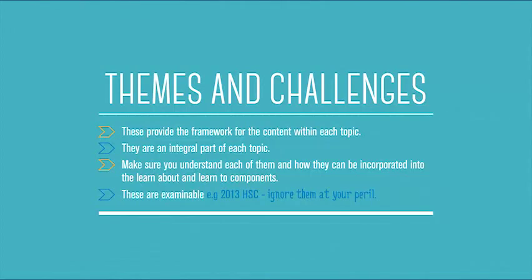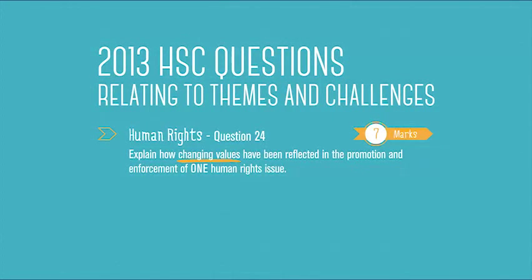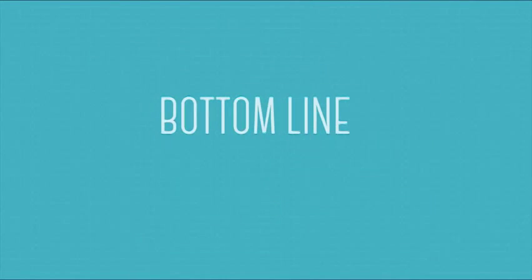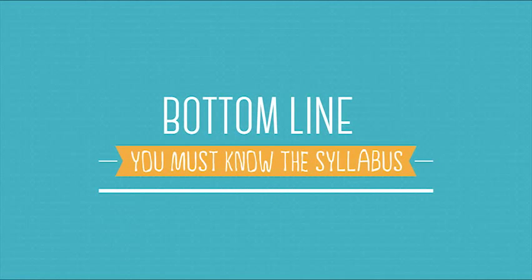You can see that generally there are around 5 or 6 themes and challenges that are incorporated into each of the syllabus topics. If you have a look at last year's HSC examination, in terms of human rights, question number 24 was a question about changing values. In the family question, question 28A, it was a question about law reform. And so you can see how the Board of Studies examiners will incorporate the themes and challenges into the various questions within the exam. The bottom line is to make sure that you know the syllabus.